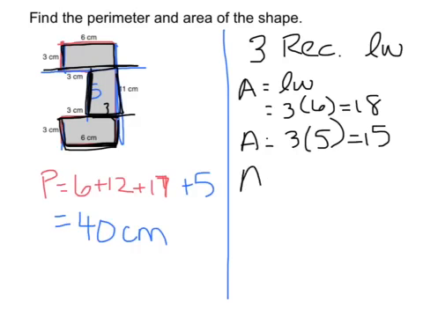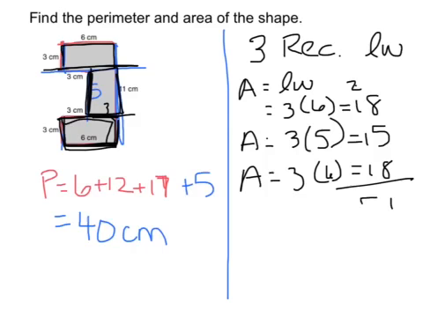And then I have the area one more time of this rectangle down at the bottom, which is identical to 3 times 6, which is 18. Now I just need to add all these together. So that would be 18 plus 15 plus 18, so I have 51 centimeters squared.